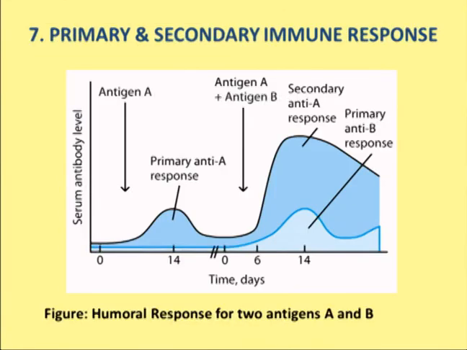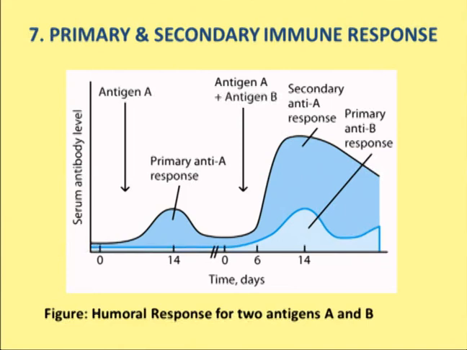Now there comes a phenomenon that is called primary and secondary immune response. When a particular antigen enters into our body for the first time, the immune response that we generate, we produce antibodies. So that is called primary immune response. Now if the same antigen is deliberately injected into an individual so that the same antigen enters into the body for the second time, the immune response that would be generated now would be called secondary immune response.